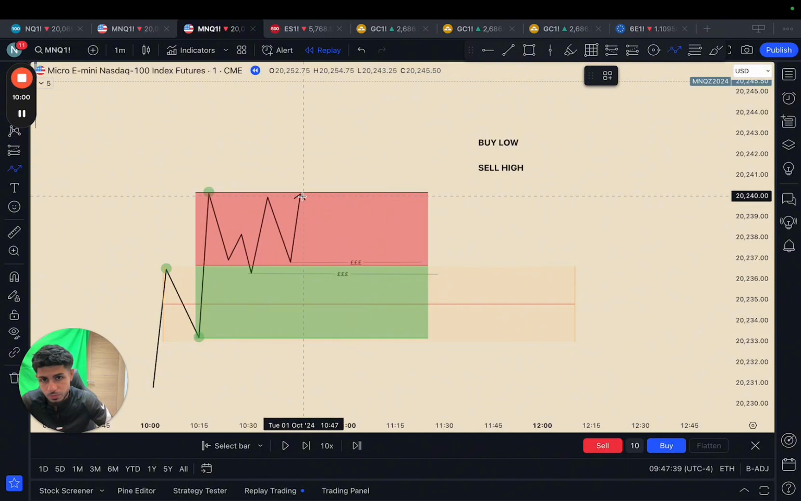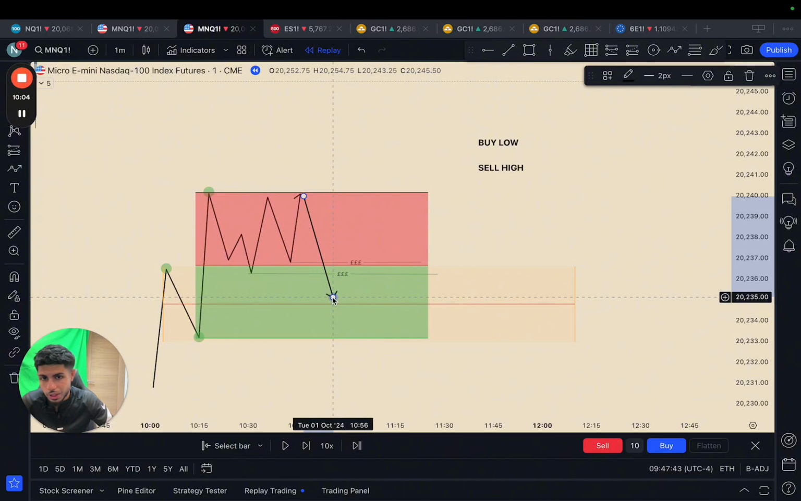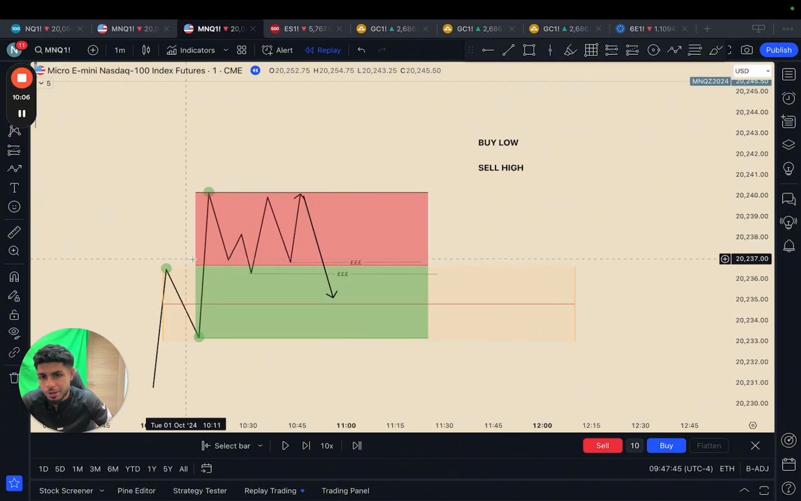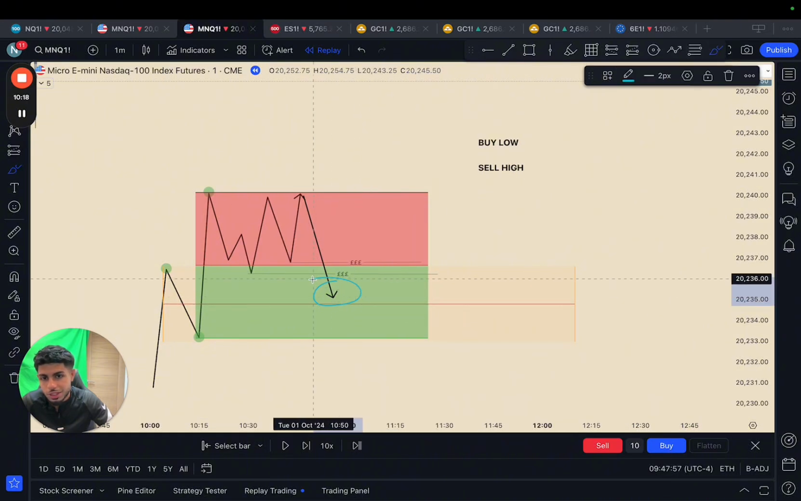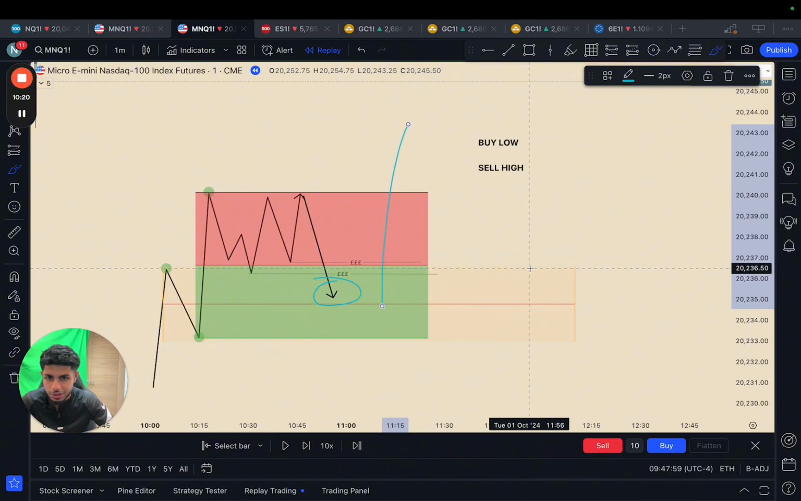So once price sweeps all this liquidity, we tap into this area of demand, right? This strong low that puts in this new high. We're in a discount. This is my confirmation here. This is the area I'm going to look to take a trade to drive price to the upside.